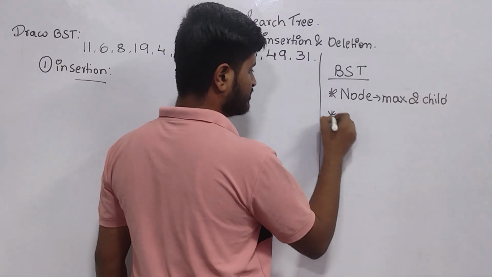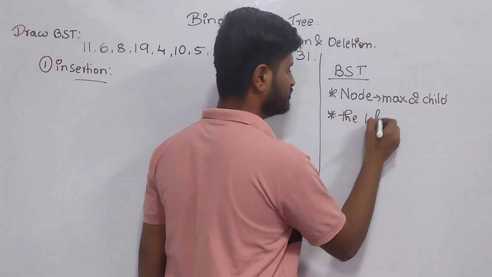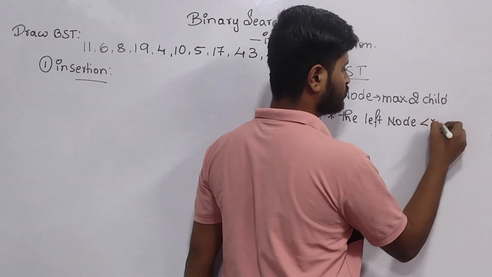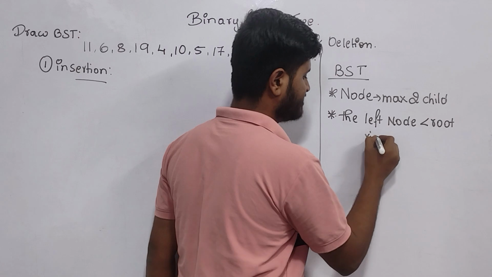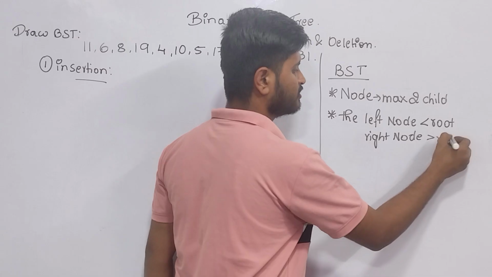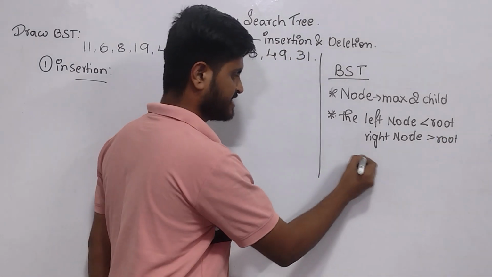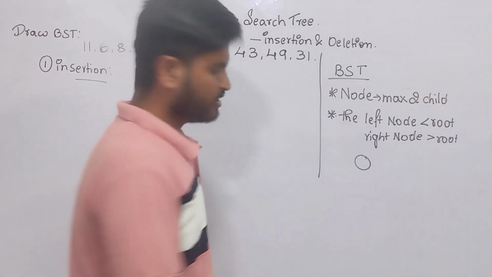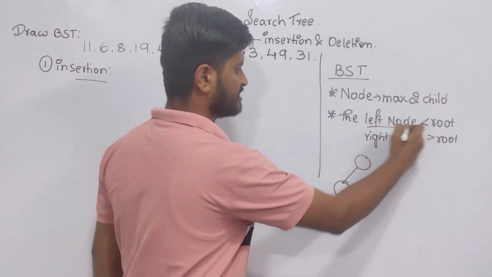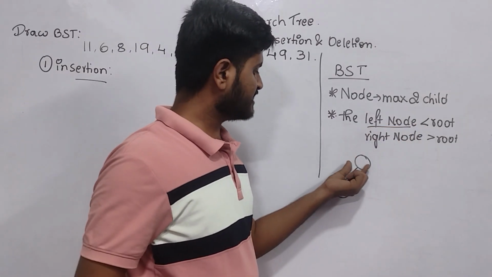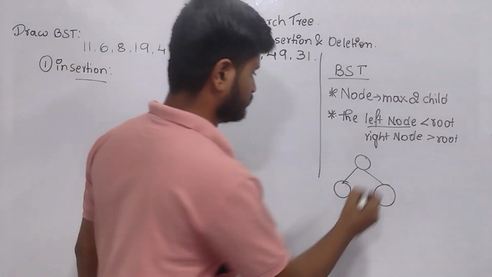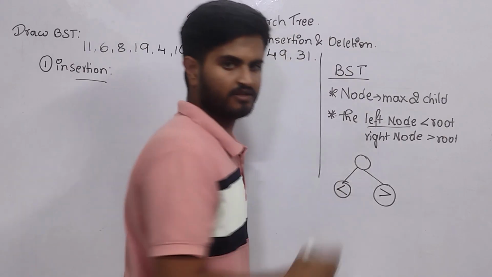Now the second one: the left node must be less than the root node, and the right node must be greater than the root value. If you consider this as the root node, the node coming on the left side must have a lesser value than the root, and the right node must have a greater value than the root.